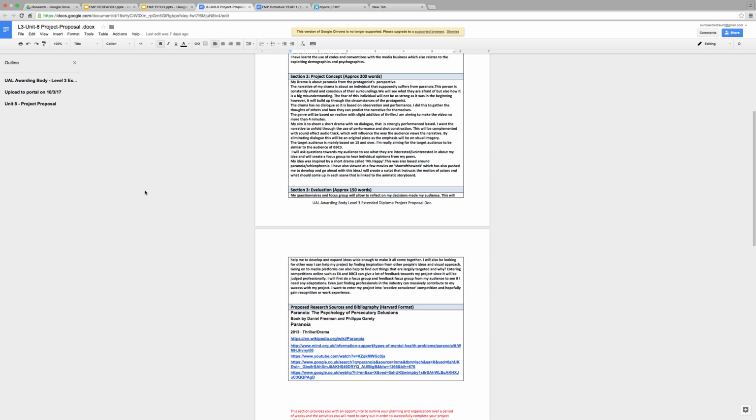Section 2 is about my drama, which is about paranoia from the protagonist's perspective. So at first I did have to change my proposal a few times because I didn't think it was as clear as I thought it would be, and by the time things were starting to piece together, I felt like it just didn't make sense anymore. So I decided that I needed to change my proposal in order for it to be more realistic, and for it to match what the concept was and how people are going to view the concept.